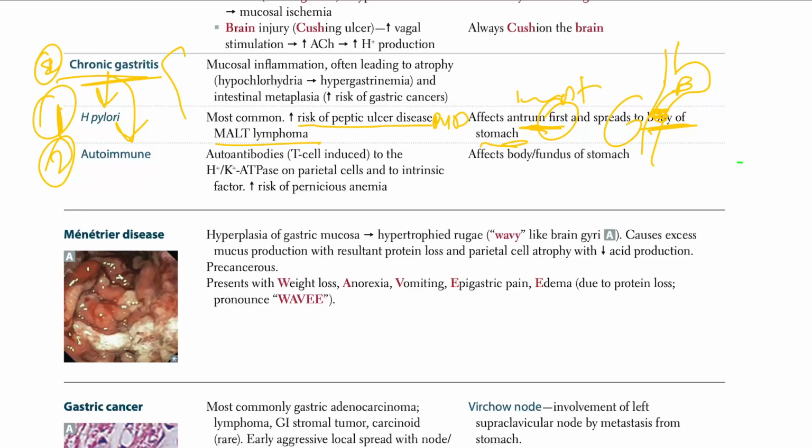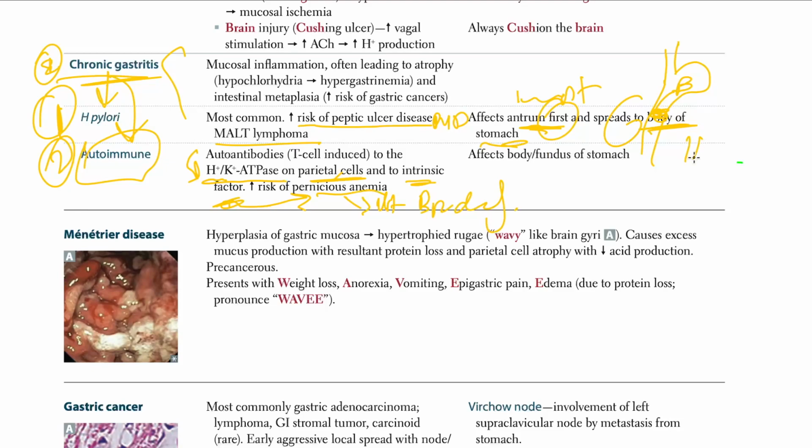And the other one, let's talk about autoimmune here. These are autoantibodies, T cell induced, to the hydrogen potassium ATPase on the parietal cells. You have autoantibodies against them and to the intrinsic factor. So because you don't form the intrinsic factor, here you go, pernicious anemia. This is basically due to vitamin B12 deficiency.